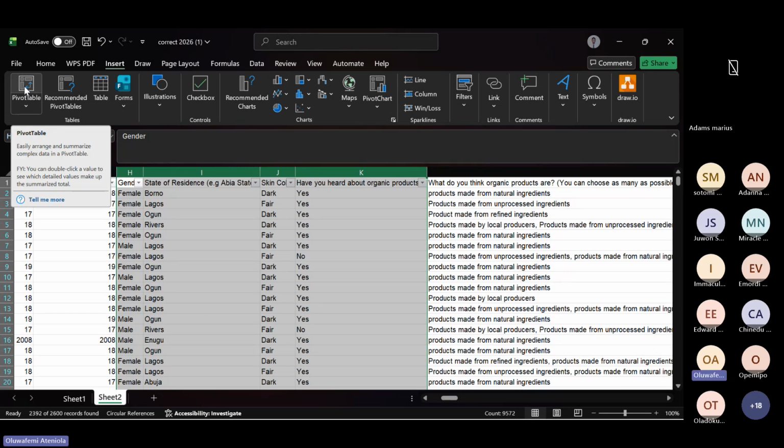Has anyone found the average age of respondents here? I'm taking that as a no. Or do you have any challenge finding it? This is why I'm here, please. Just let me know.